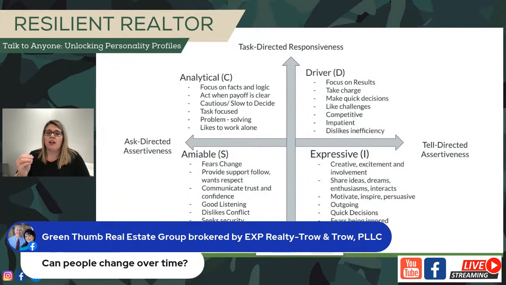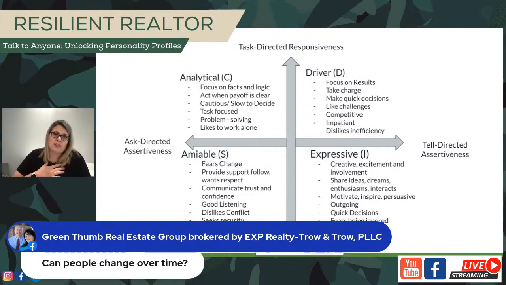And that's where, for instance, when a driver is under stress, they can revert to an analytical, and they'll say, okay, hold on, let's get the details, right? Because they're not going to go into emotion. They're going to go into details, facts, and figures. An analytical can revert back to an amiable under stress, right? So we all have a primary personality profile. We have a secondary personality profile, and then we change under stress.